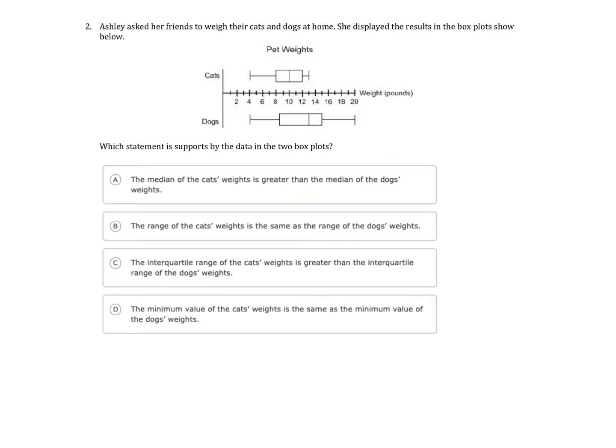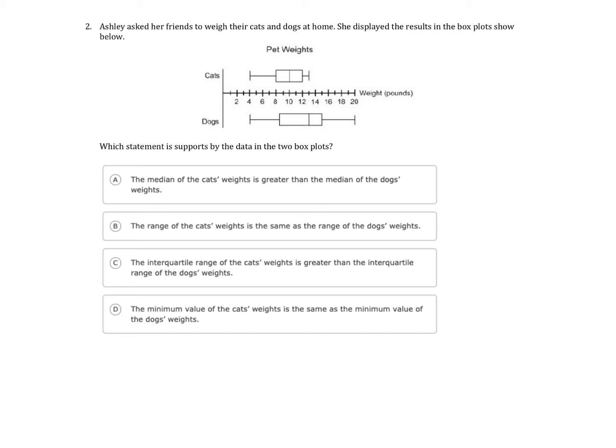Number 2 says, Ashley asked her friends to weigh their cats and dogs at home. She displayed the results in the box plots shown below. Which statement is supported by the data in the two box plots? So let's look at each answer choice and see if we can eliminate some. A says the median of the cat's weight is greater than the median of the dog's weight.